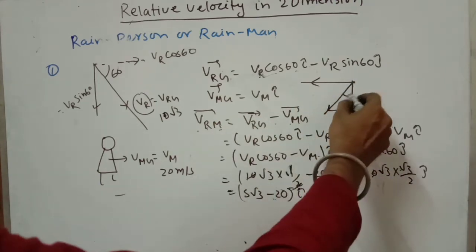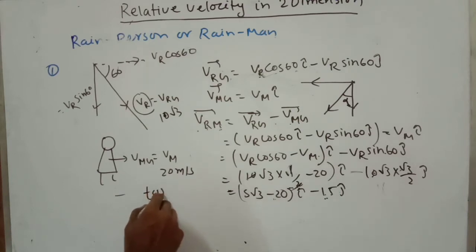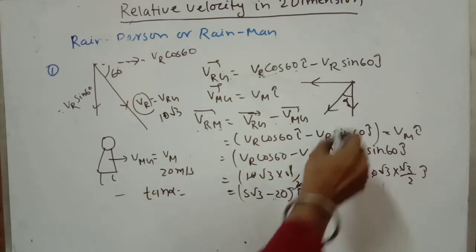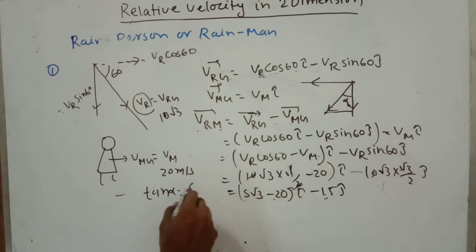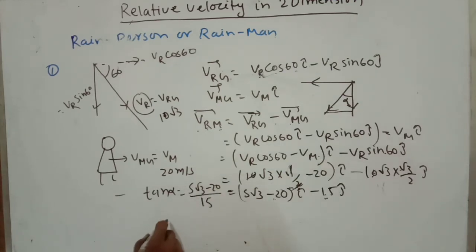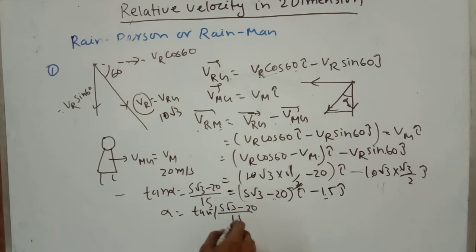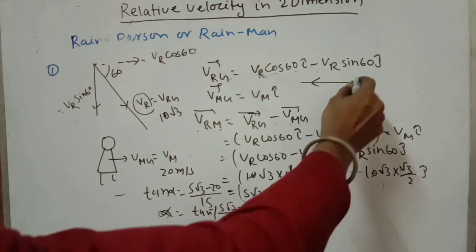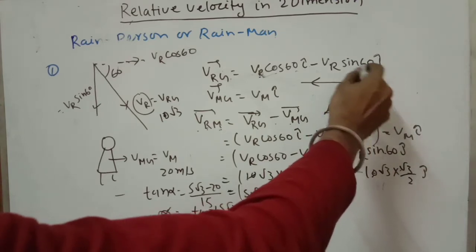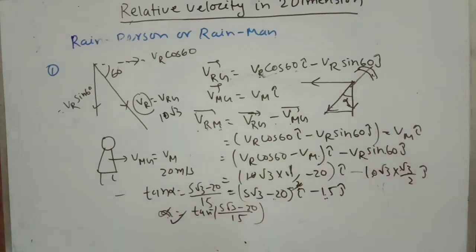So how can we find the direction? Again you can find it from tan alpha. Considering the i cap component, 5 root 3 minus 20, and the j component, 15, alpha equals tan inverse of (5 root 3 minus 20) by 15. This is the angle it makes with the head. That means it gives the direction of the umbrella, so that he can be saved from the rain.